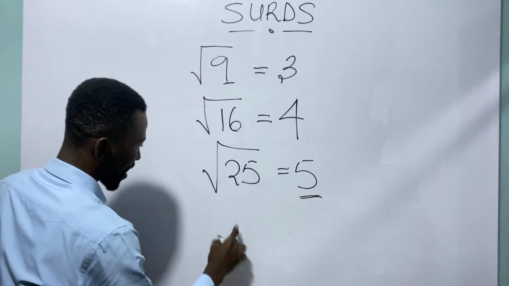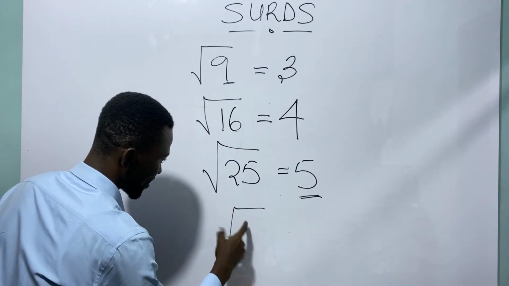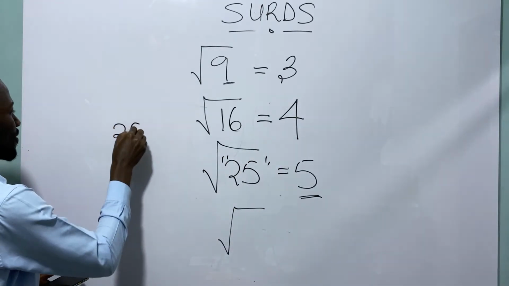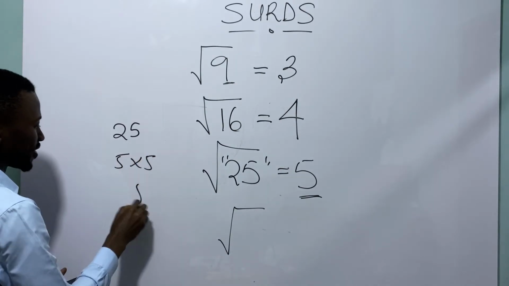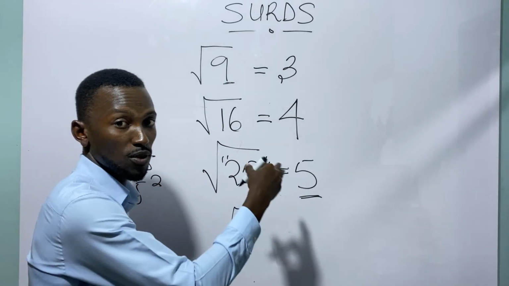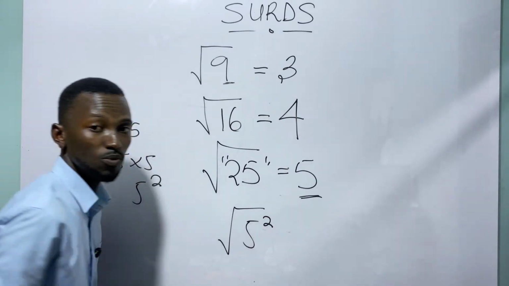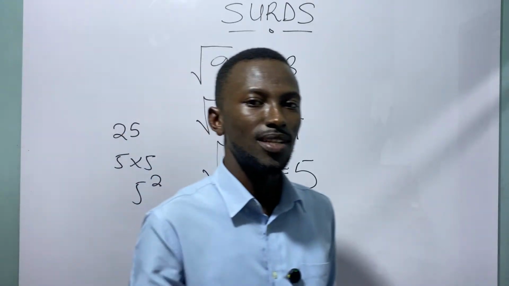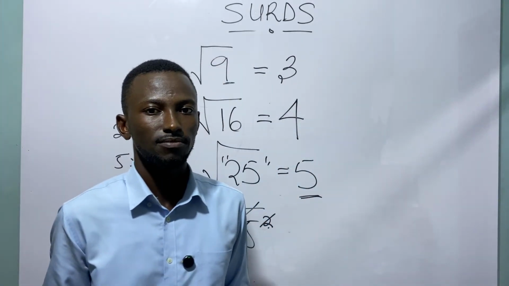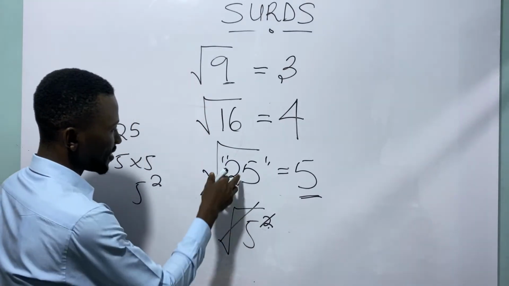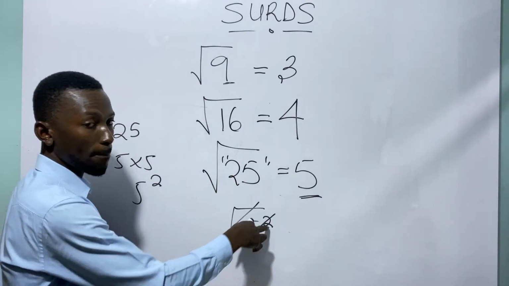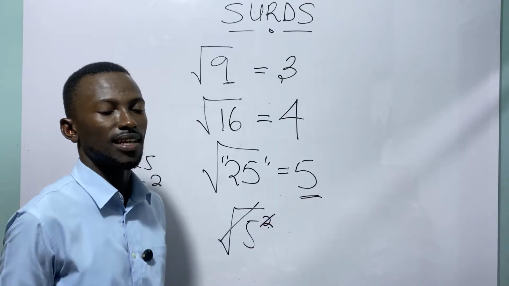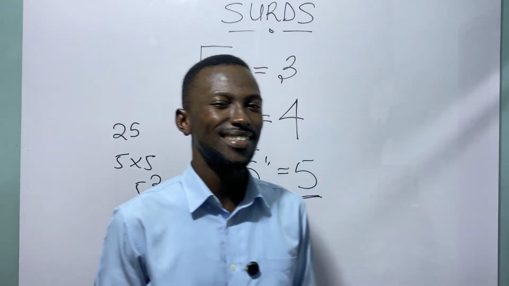And how did we get 5? You see, this 25 is the same as 5 times 5, which is 5 squared. So this square root of 25 is the same as 5 exponent 2, and the 2 will cancel the square root. So that's another way of thinking about it. This 25 is the same as 5 to the power 2, and it is under the square root sign. So the 2 will cancel the square root, and that's all. Do you get it? Good.